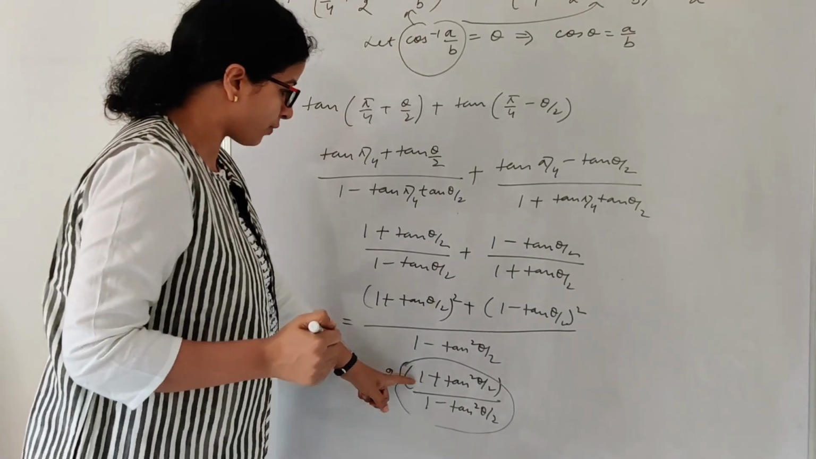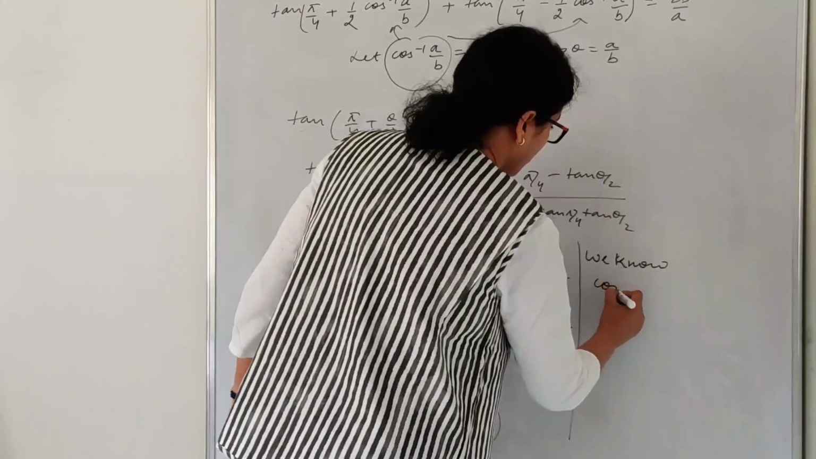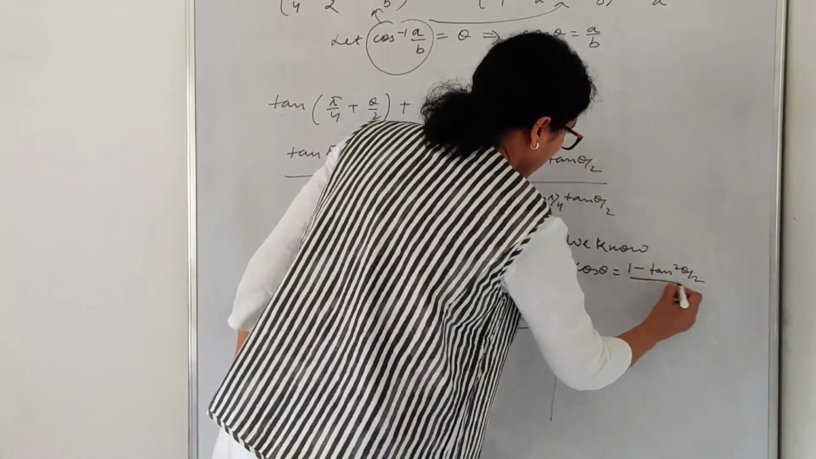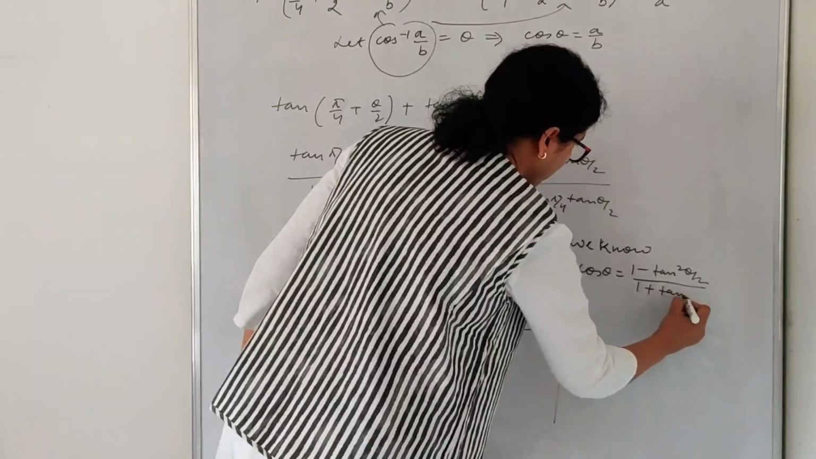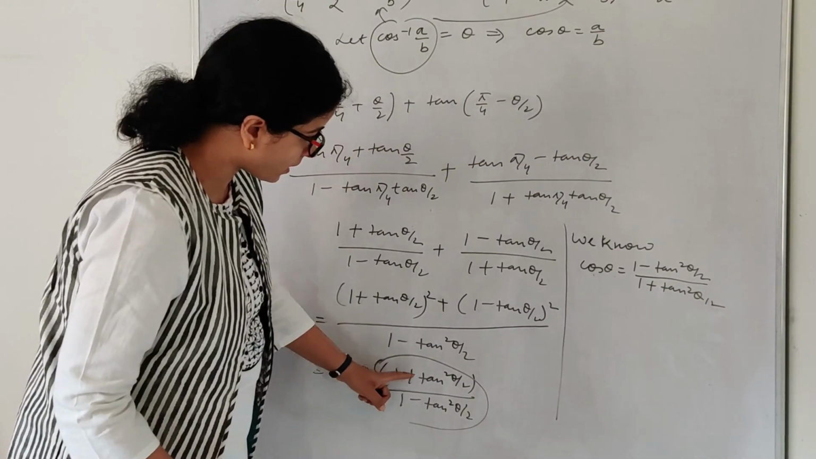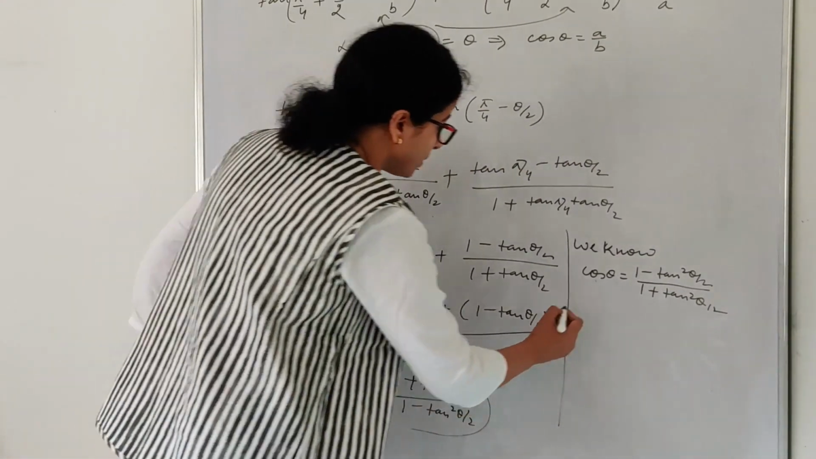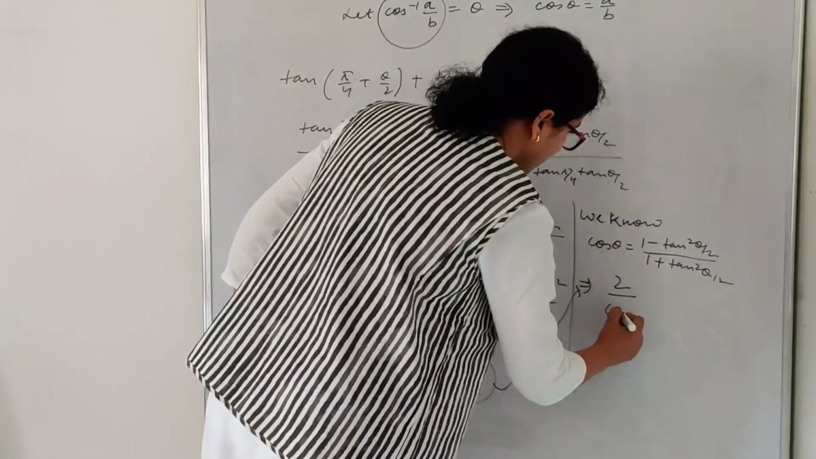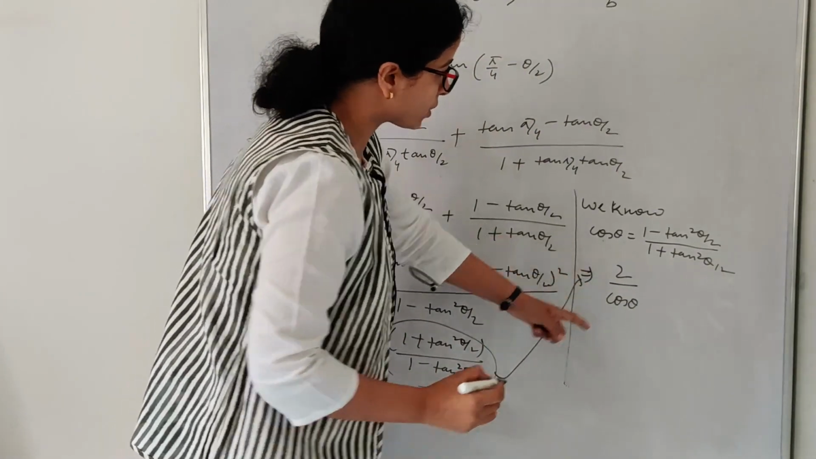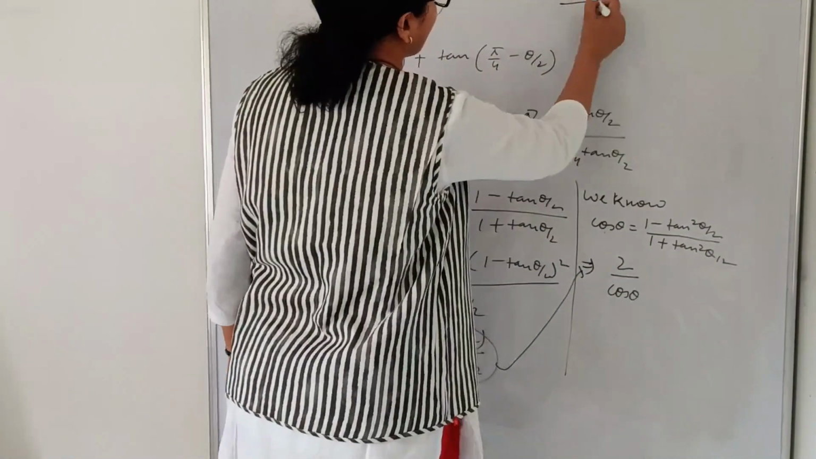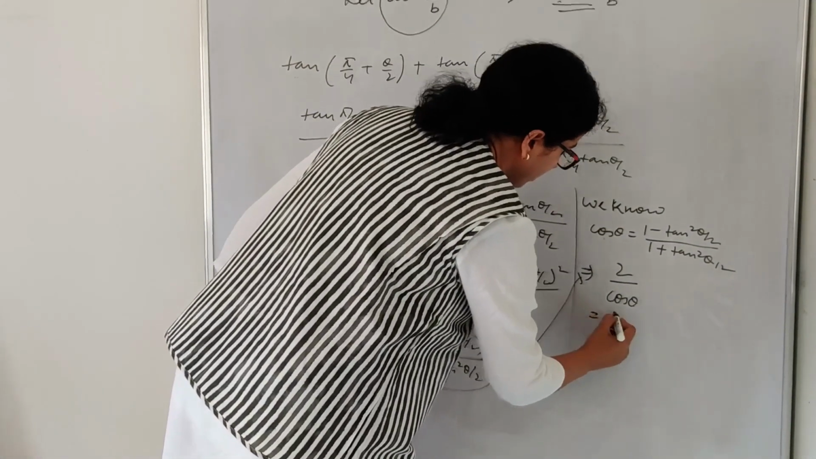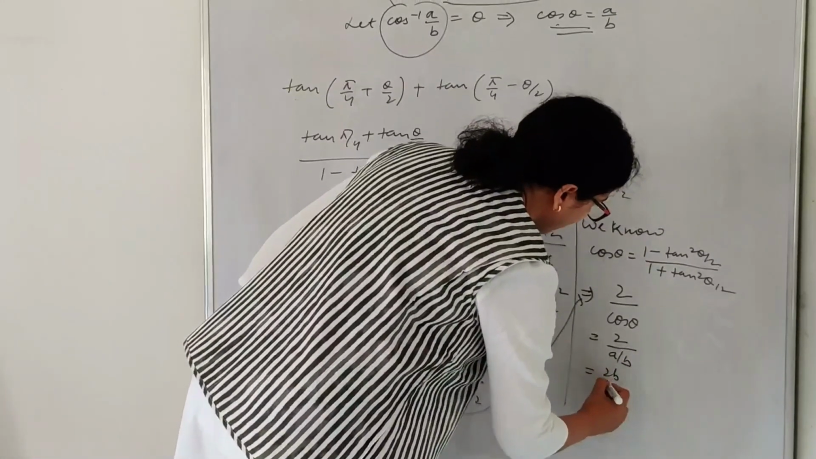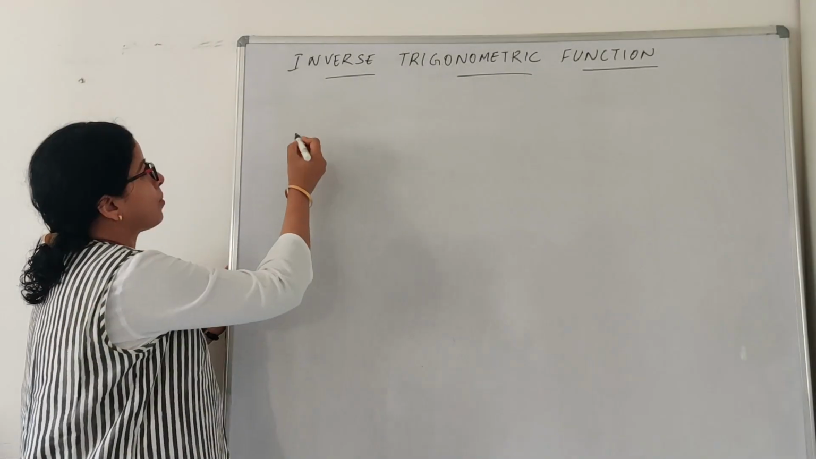So now from here we know that what is my cos θ? It is (1 − tan²θ/2) upon (1 + tan²θ/2). So I am getting here (1 + tan²θ/2) upon (1 − tan²θ/2), which means this part can be replaced as 1 by cos θ, right? So this is 2 by cos θ. And substitute the value of cos θ from here. This is my value of cos θ, so it will be equal to 2 upon a by b, which is equal to 2b by a. Is that clear?